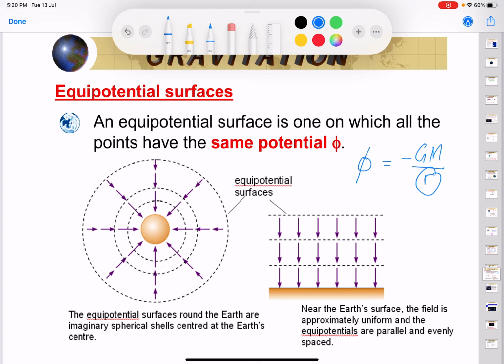All right, and the potential increases as we go further and further away from the Earth, which means that the outer shells have a higher potential than the inner shells. In other words, if you want to go from, let's say, this shell to this shell, you will need to find a way to increase the gravitational potential energy of the object.